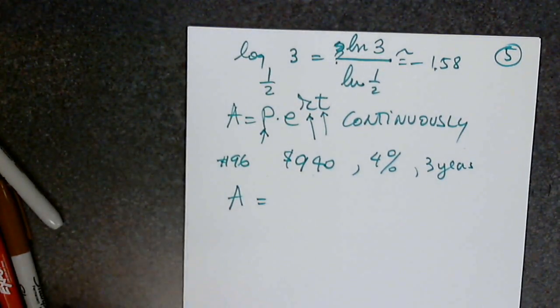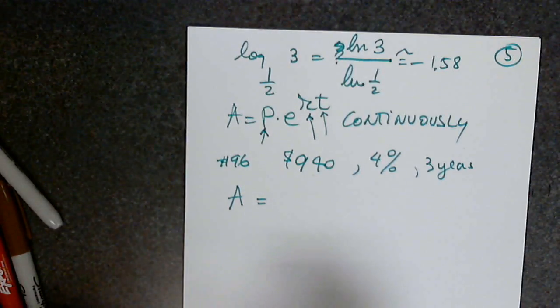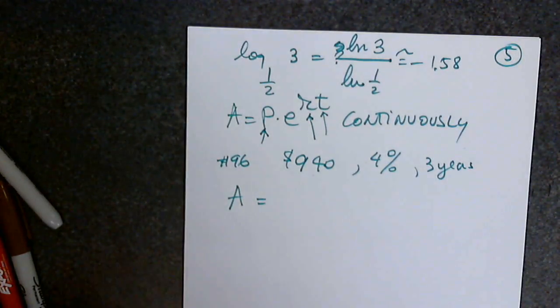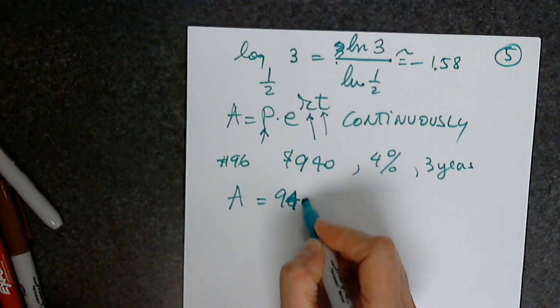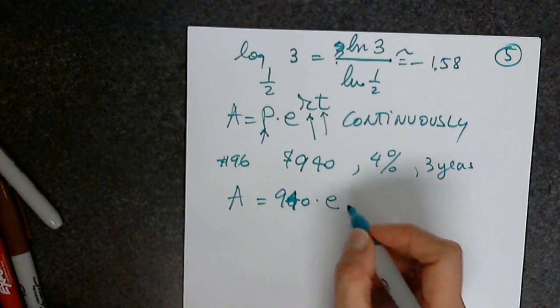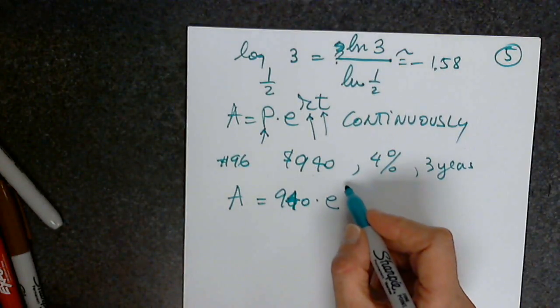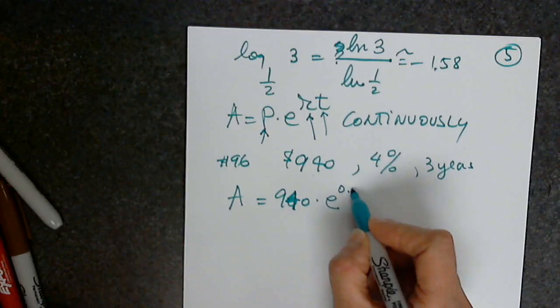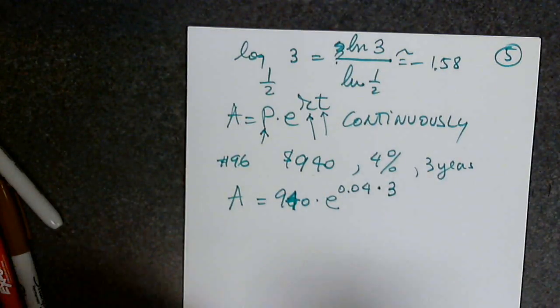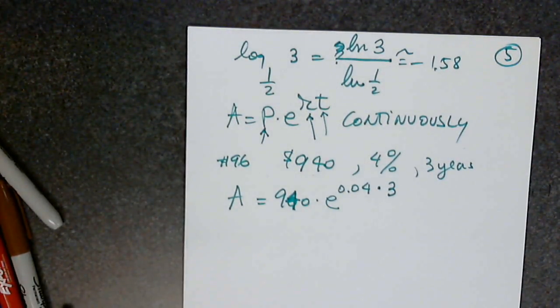A equals 940 times e raised to, yes, it has to be 0.04 multiplied by 3. You don't have to multiply it right there if you don't want to, but please put parentheses for the power.